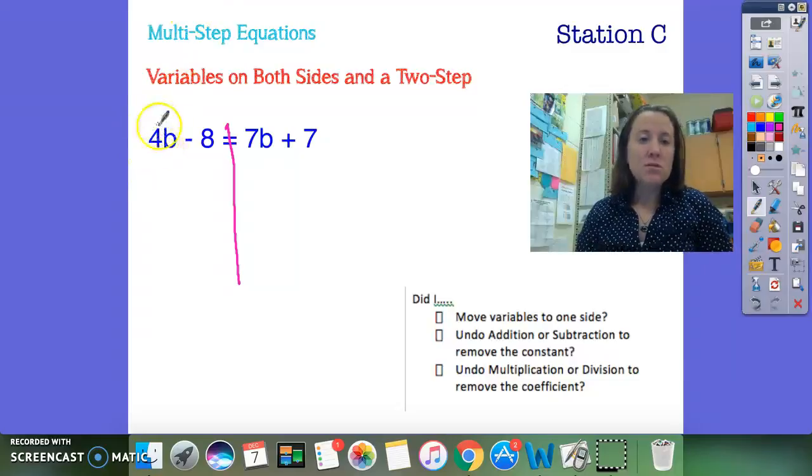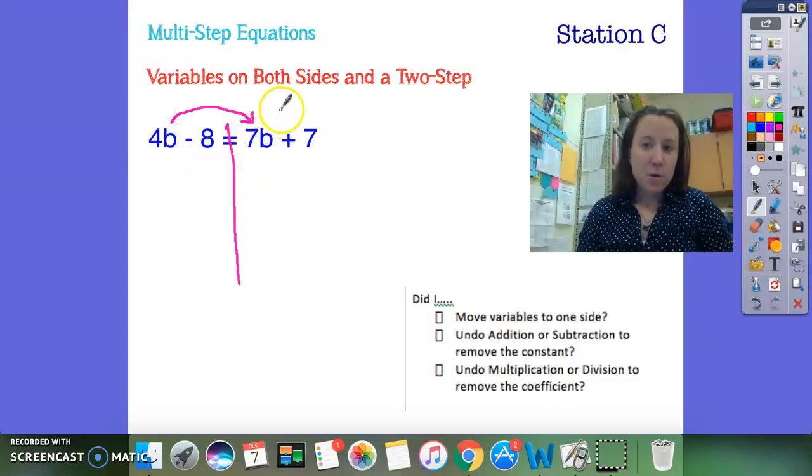In this case, I can move either. I'm going to choose to move the 4b over from the left side to the right side. And the only reason that I'm choosing to do it that way and not the other way is because I'm looking at the coefficients that are attached to b, and I see that if I subtract 4 from 7, I'll still have a positive number. But if I subtract 7 from 4, then I've got a negative number, and I just added an extra step for no reason.